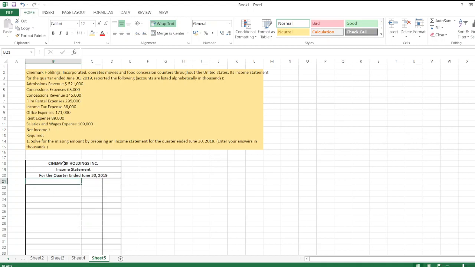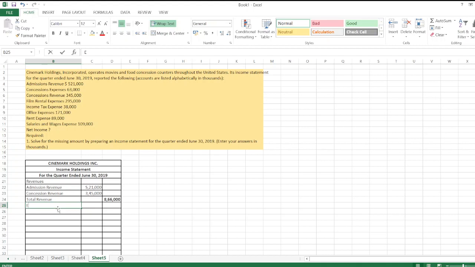So let's start. First, the company name, Cinemark Holdings Incorporation, then income statement for the quarter ended June 30, 2019. Revenues, admissions revenue, which is $521,000. Concession revenue 345. Total revenue is equal to 521 plus 345.